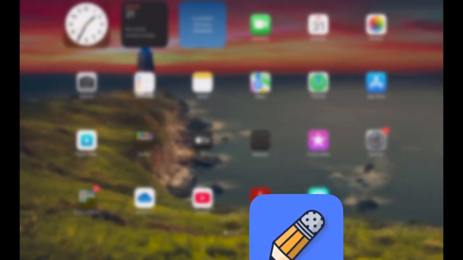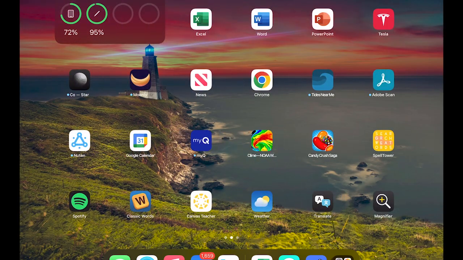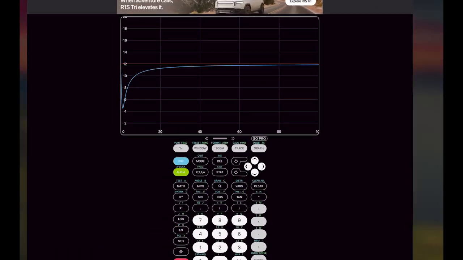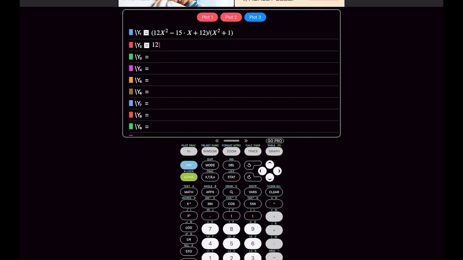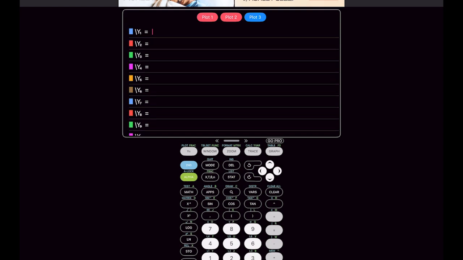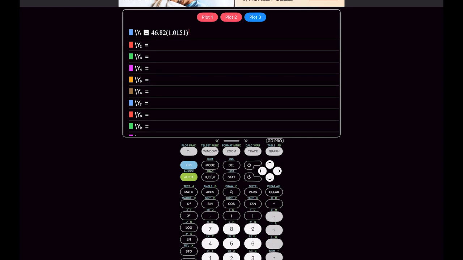So now I want to figure out what h of 30 and h of 20 are. So I'm going to go in here to my calculator. I'm going to clear out anything that's in there already, and I'm going to type in my function, which is 46.82 times 1.0151, and then it's to the t power. We don't have t on here, but we can use the caret symbol for our exponent and then just use x, and then hit enter.